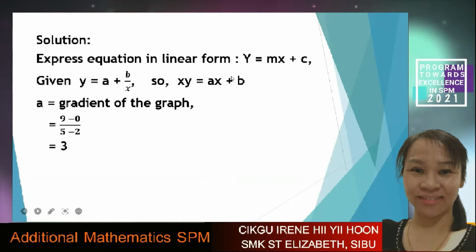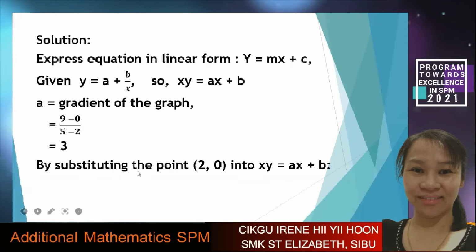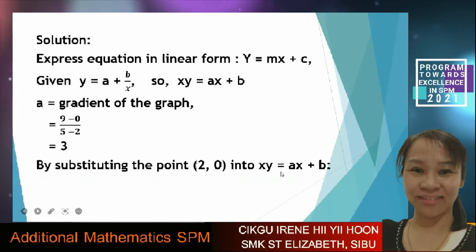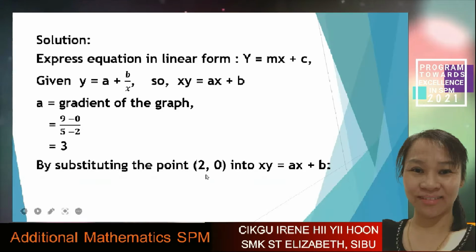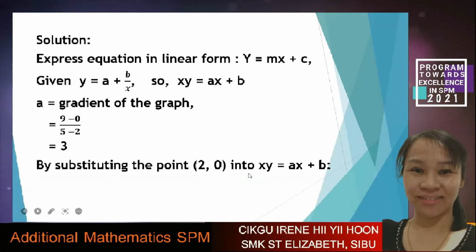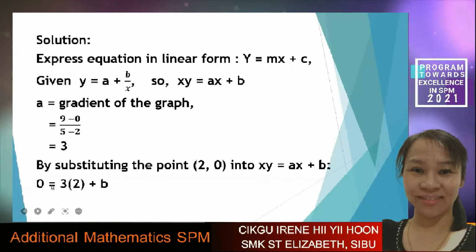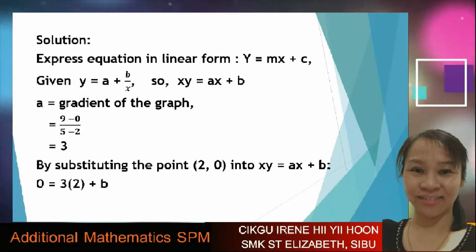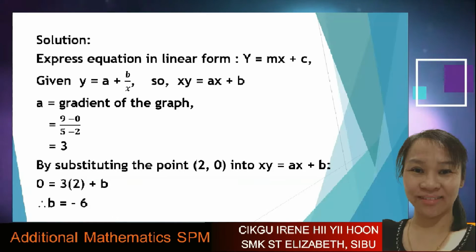How to find the value of constant b? By substituting the point (2, 0) into the linear equation xy equals ax plus b. Bear in mind that 2 represents x and 0 represents xy. So we will find that 0 equals 3 times 2 plus b. So the value of constant b is negative 6.